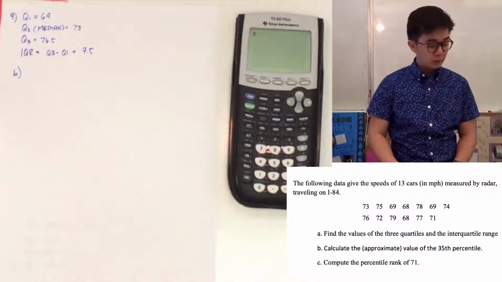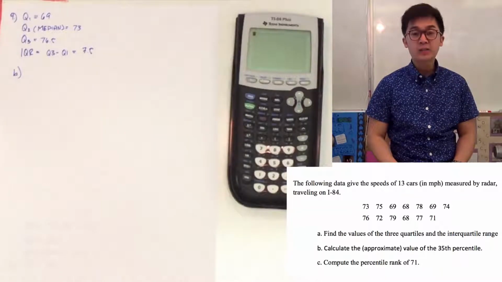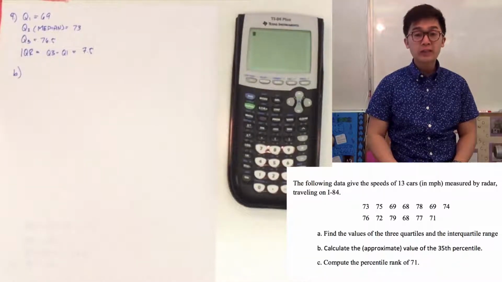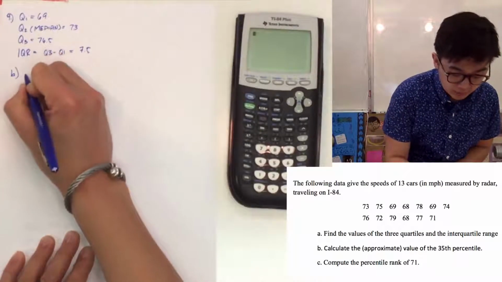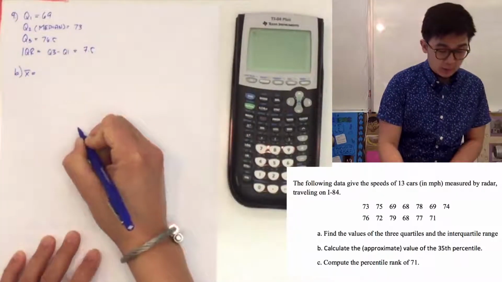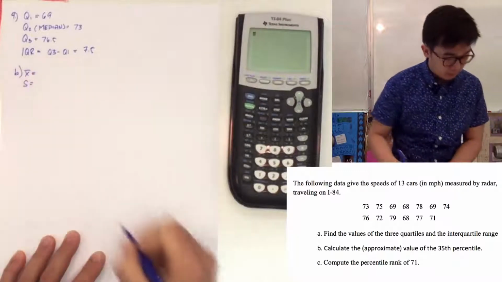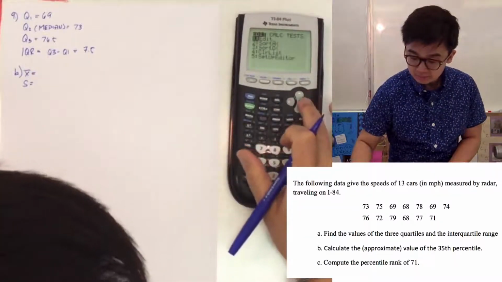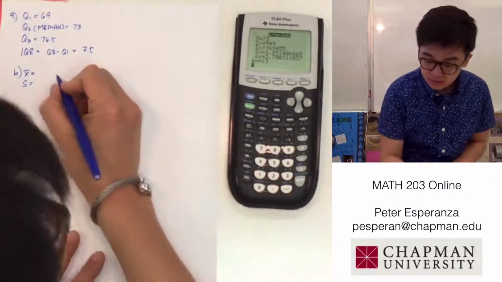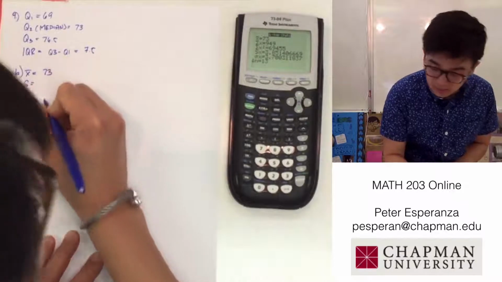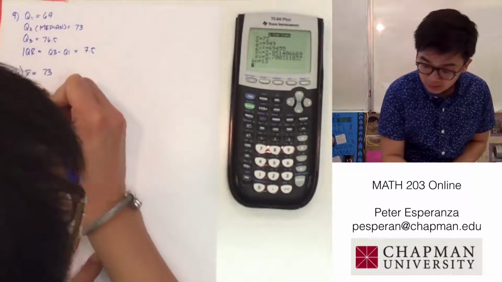For problem letter B, we're supposed to calculate the value of the 35th percentile. Now, using our TI-84, there is an easier way to find percentile. All you need is your mean and standard deviation to be able to compute the 35th percentile of the distribution. So our mean and standard deviation based on our calculator, stat, calc, one variable stats of list 4, is giving us 73 and a standard deviation of 3.851.